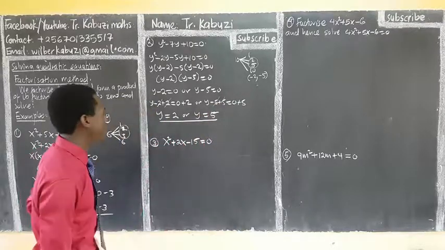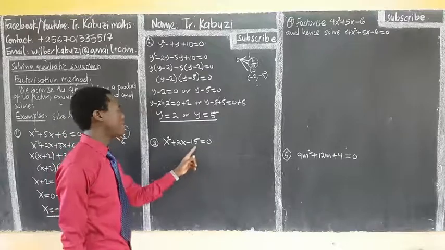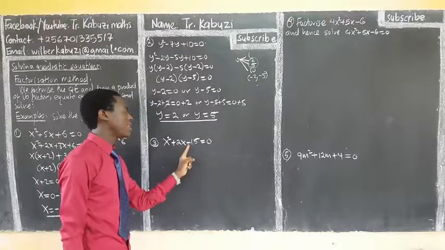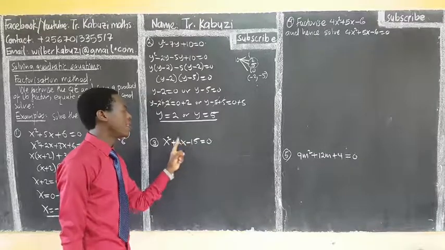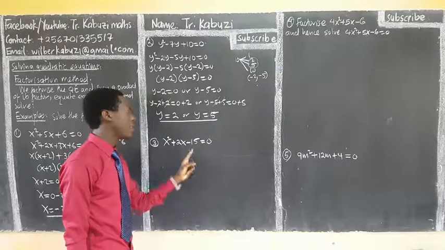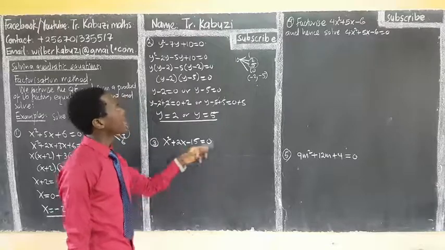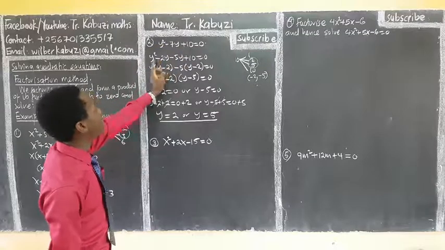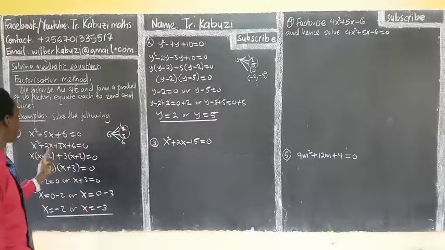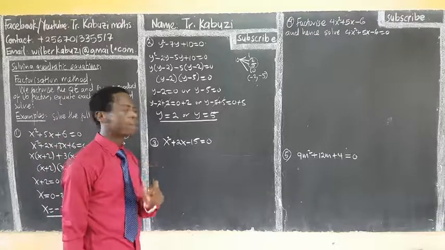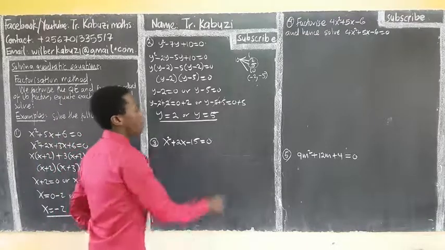When it comes to this one, 1 times negative 15 gives negative 15. The moment the product is negative, it means the two factors we are going to introduce should be of different signs. If it's negative, different signs; positive, same signs. Earlier one was positive, so those were positive, positive or negative, negative. Now this one is negative, so those two are of opposite signs.